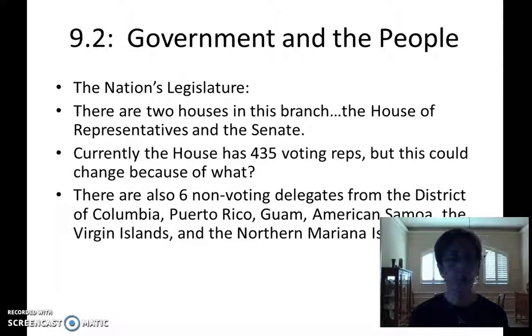There are also some non-voting delegates. In other words, these people get to be there in the House and they get to see what's going on and report back to their people. But these people are from places that are not a state, and so they can't vote. That's the District of Columbia, Puerto Rico, Guam, American Samoa, Virgin Islands, and Northern Mariana Islands.